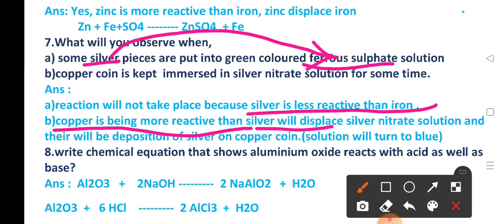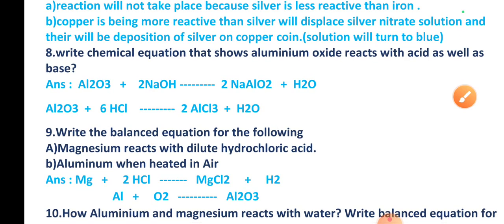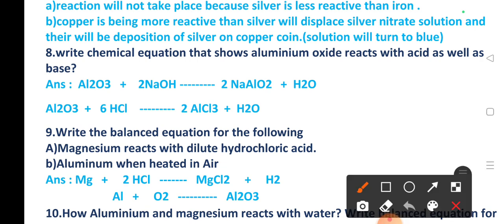Okay, the next. Write a chemical equation that shows aluminum oxide reacts with acid as well as base. Aluminum oxide Al2O3, with base NaOH. What does it give? Sodium aluminate NaAlO2 with a byproduct of water.